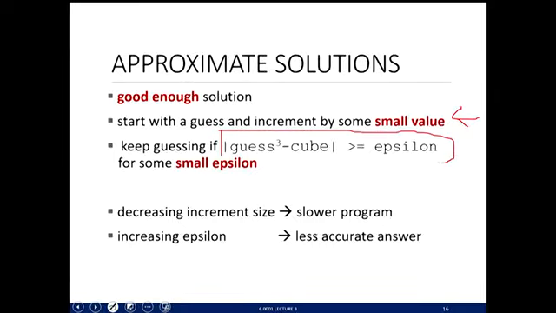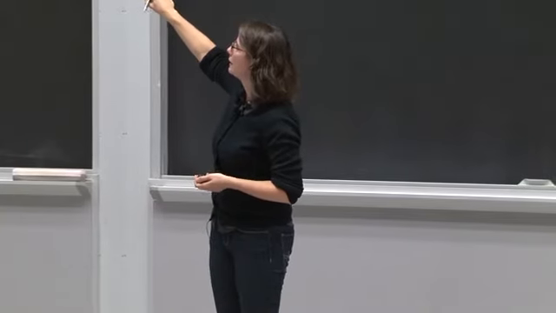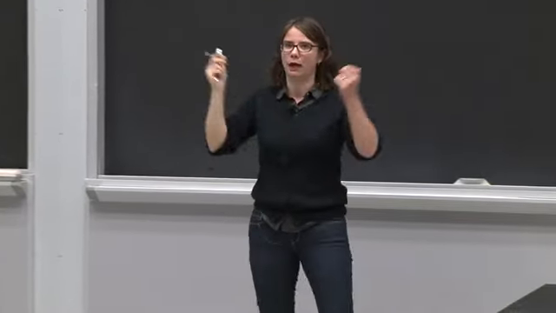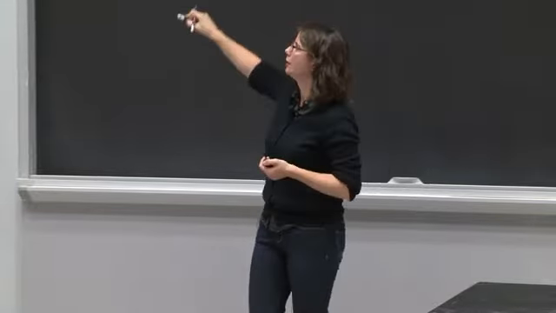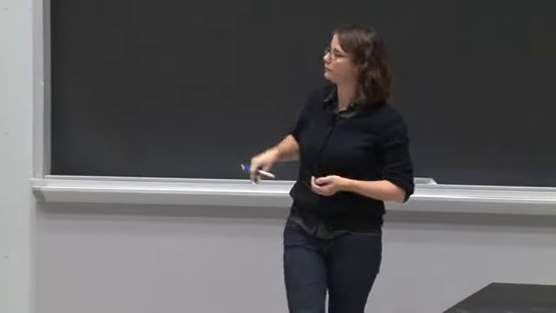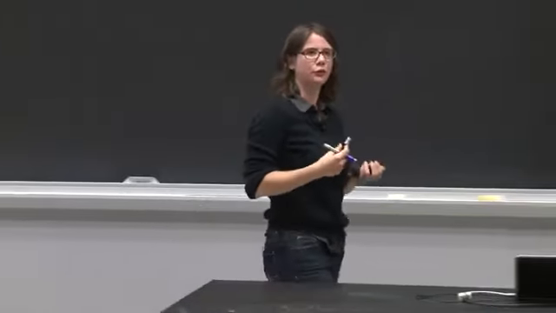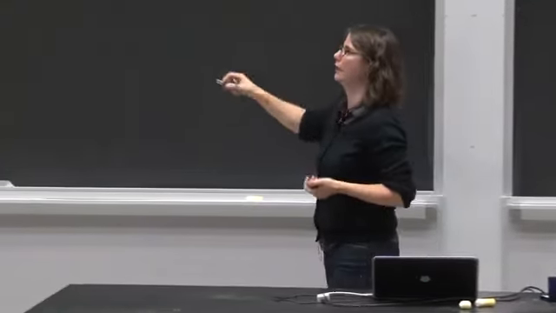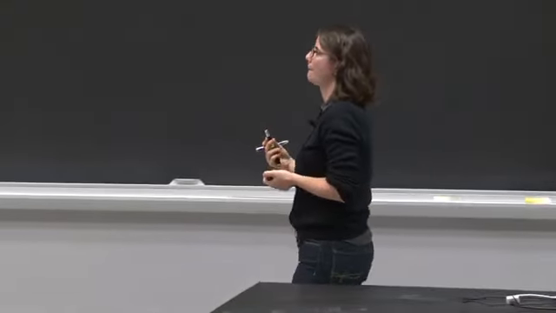In this program, we're going to keep guessing as long as we're not close enough. And close enough is going to be given by this epsilon value in the program. Okay? So as long as the guess cubed minus the cube, so how far away we are from the actual answer, is greater than some epsilon, keep guessing, right? Because the solution's not good enough. But once this is less than epsilon, then we've reached a good enough solution.